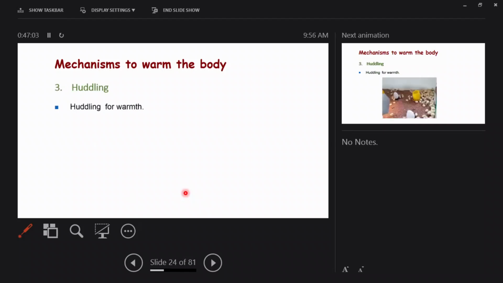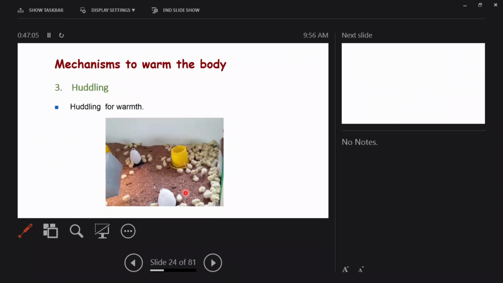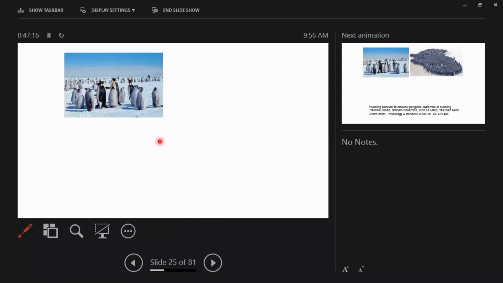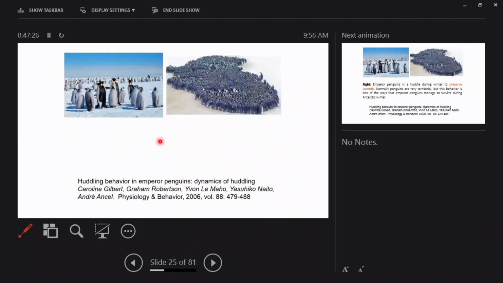Number three, huddling. So everyone knows what huddling is, right? So huddling is for warmth. You can see here the chicks, they huddle together to warm their body temperature. And then one more example, penguin. Penguin in Antarctic, right? Penguin in Antarctic during the winter season. This is how it looks like during winter season when the temperature of the air is extremely cold, can be up to -40, -50, and something like that.